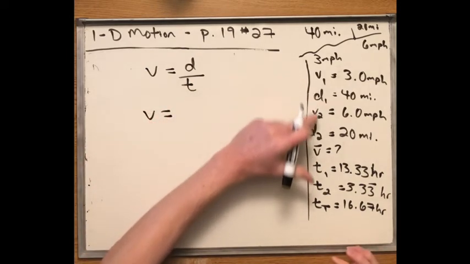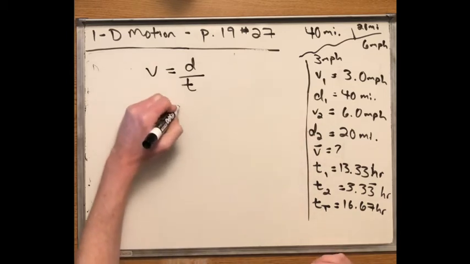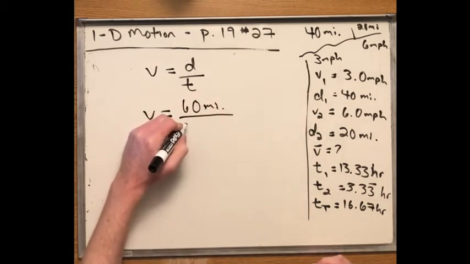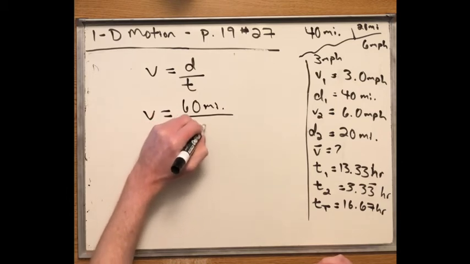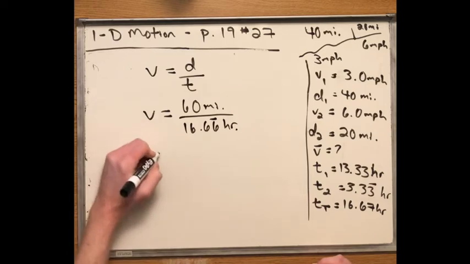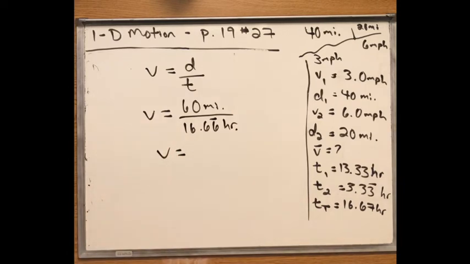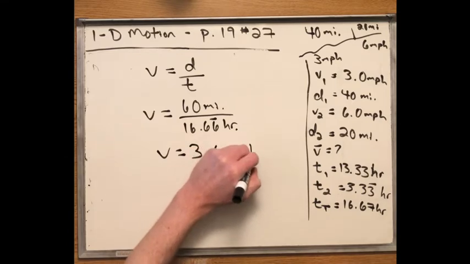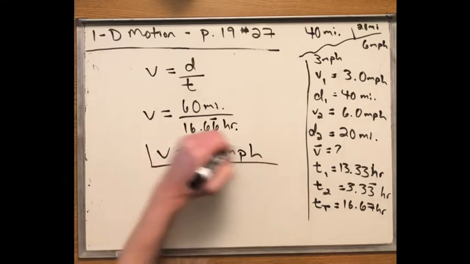Just as a quick check, 40 and 20 are our two distances, which gives us a total distance of 60 miles. Our total time is 16.666666 repeating hours. And when you do that math, 60 divided by 16.666666 repeating, of course, you get 3.6 miles an hour.